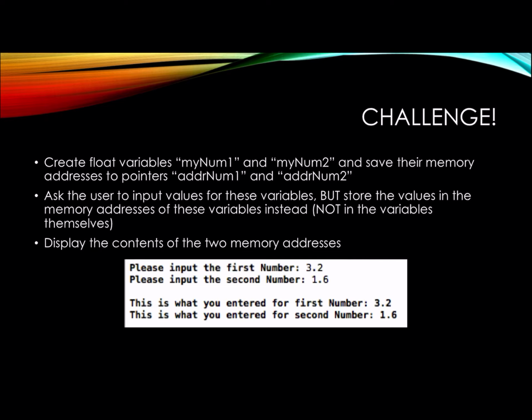What the instruction says is you have to put the values directly into the memory addresses of the variables mynum1 and mynum2. Okay, and this is the sample output. The first input is 3.2, that is coming from the user, and the second input would be 1.6, and it's going to show the values that the user inputs, the first number and the second number. So basically it's just showing what the user has input in the variables.